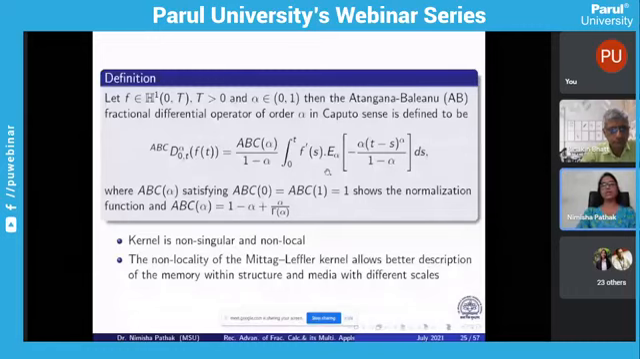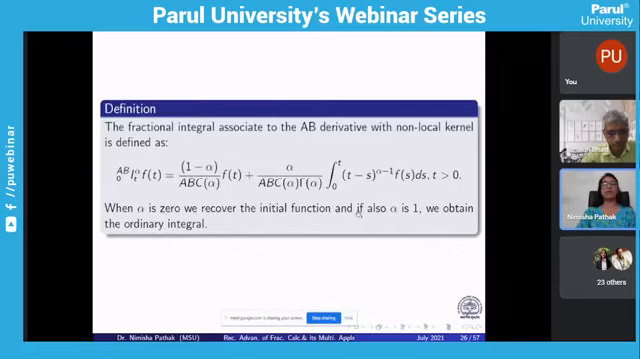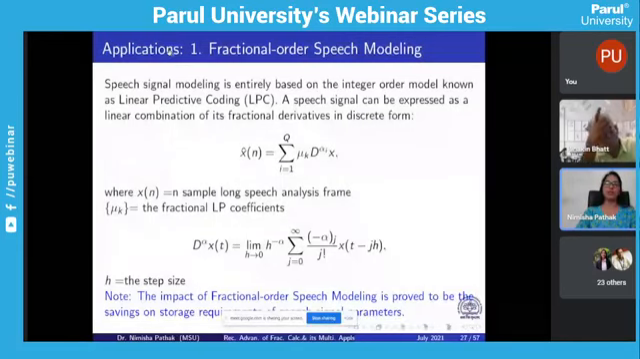The fractional integral associated with the AB, that is the Atangana-Baleanu derivative with non-local kernel, is defined in this way. When alpha is 0, we recover the initial function. And if alpha is 1, we obtain the ordinary integral. There are actually many more fractional derivatives, but I have listed a few and am explaining a few. Due to the constraint of time, let us see the applications.